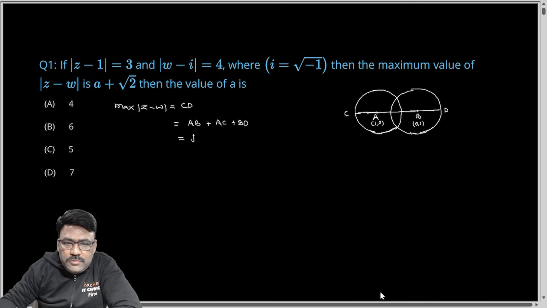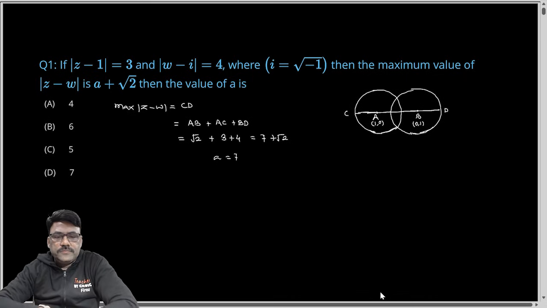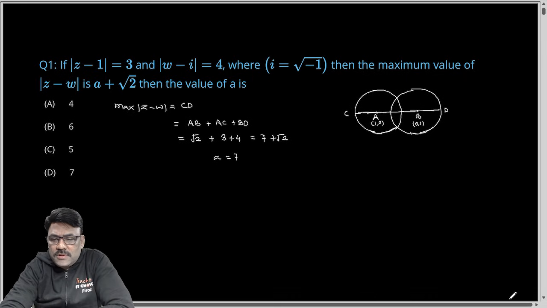And AB is root 2, AC is 3, BD is 4. So it is 7 plus root 2. They have given the maximum distance as A plus root 2. Hence A is 7 here. Right? Simple application of complex numbers, geometrical application of complex numbers.